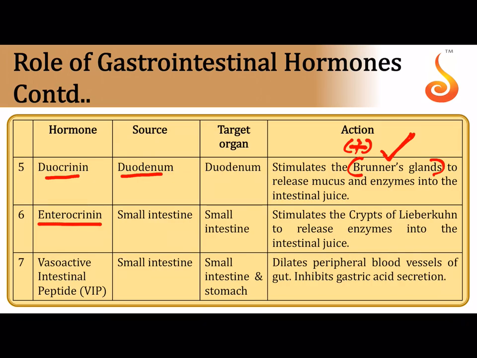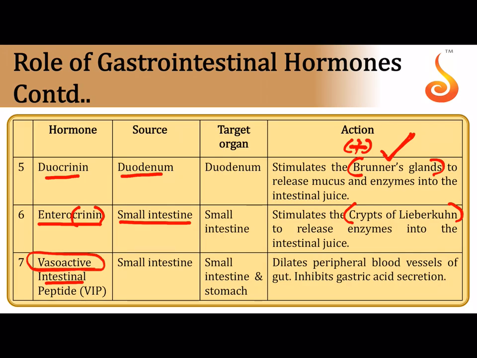Then we have enterocrinin, which is a hormone secreted by endocrine cells of the small intestine. Enterocrinin means to stimulate. They stimulate the crypts of Lieberkühn to secrete intestinal juice. I told you already the scientific name or the technical name of intestinal juice is succus entericus. Vasoactive intestinal peptide.